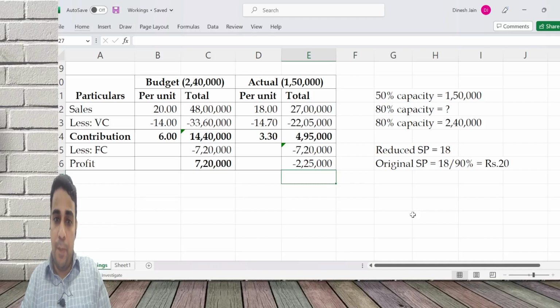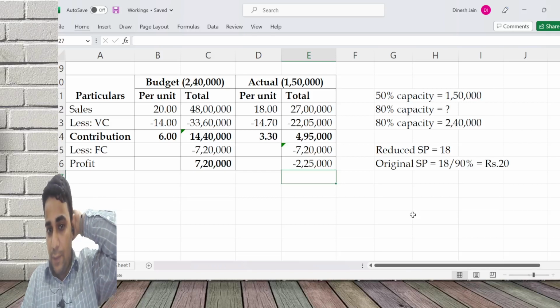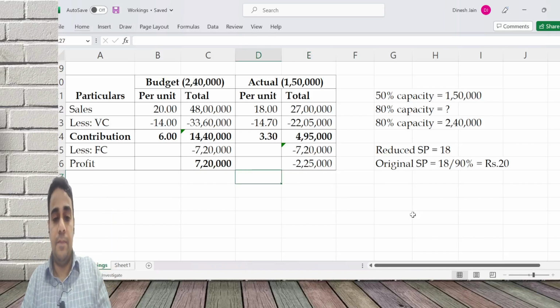Budget, we made profit. Actual, there is a loss of 2,25,000.